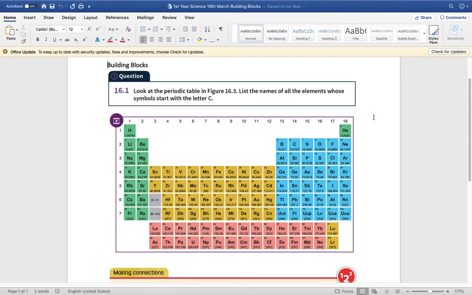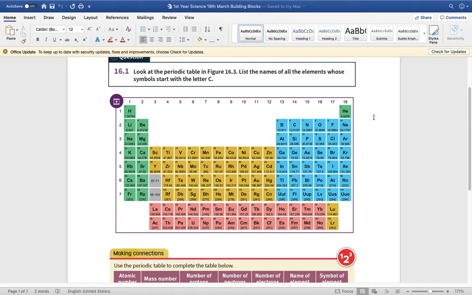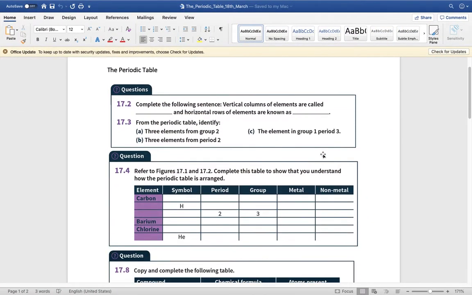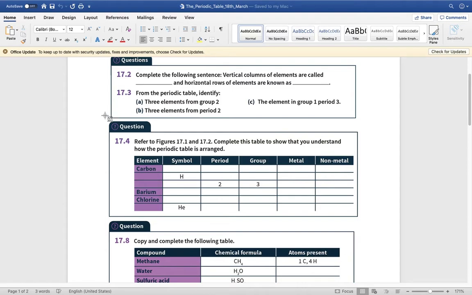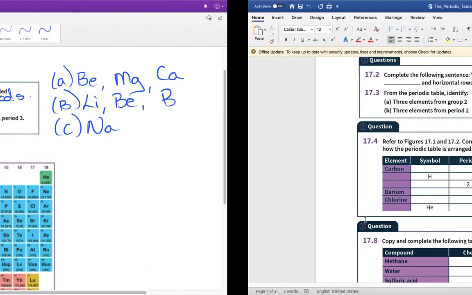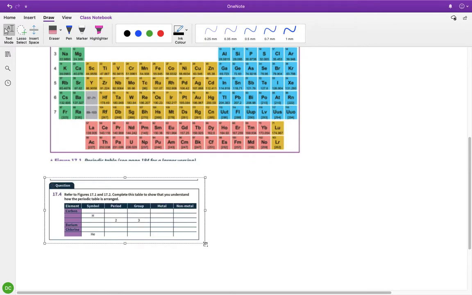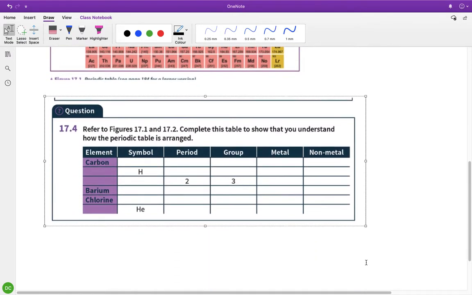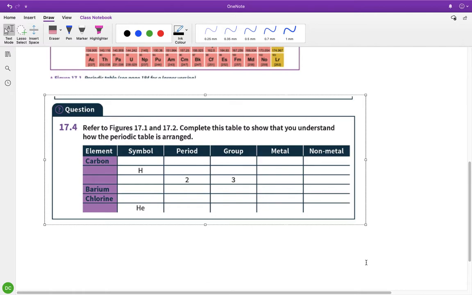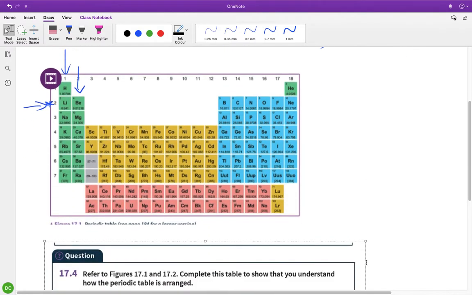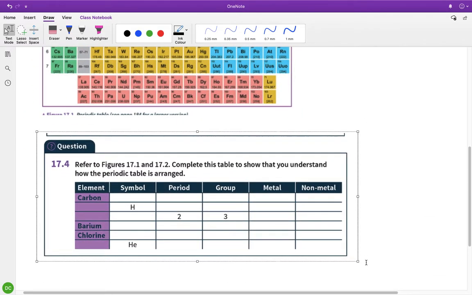Okay, that is the first year's homework. Okay, so 17.4. Refer to figure 17.1 and 17.2. I think that might have been a periodic table. Anyway, copy this table to show that you understand how the periodic table is arranged.